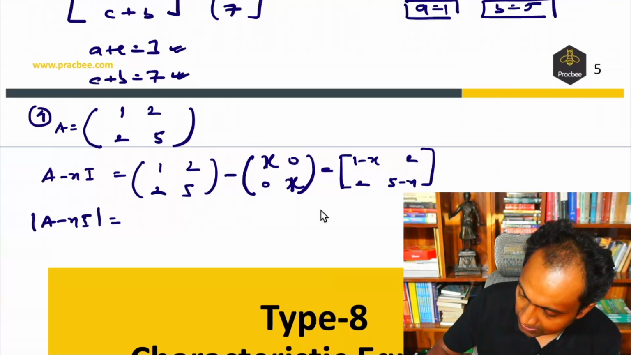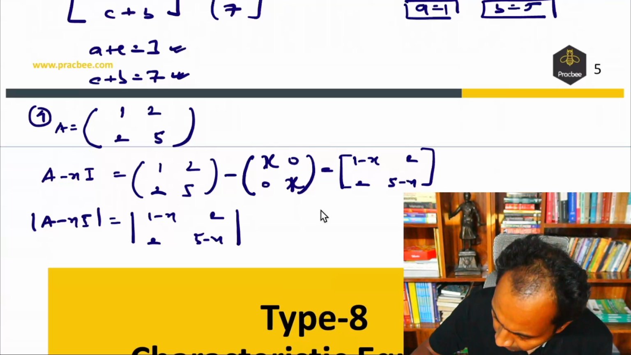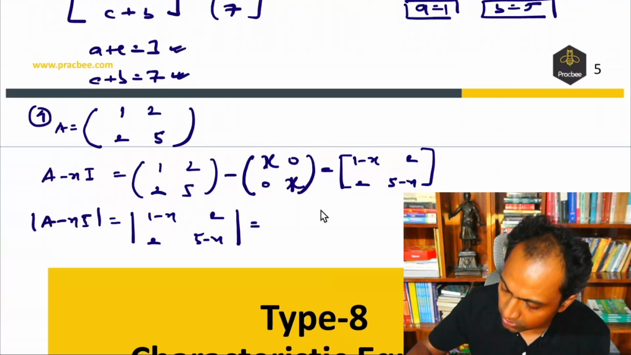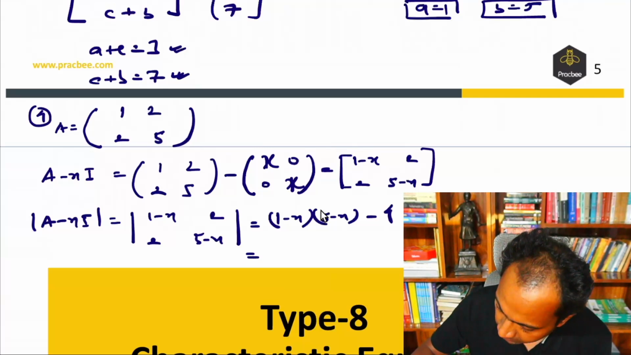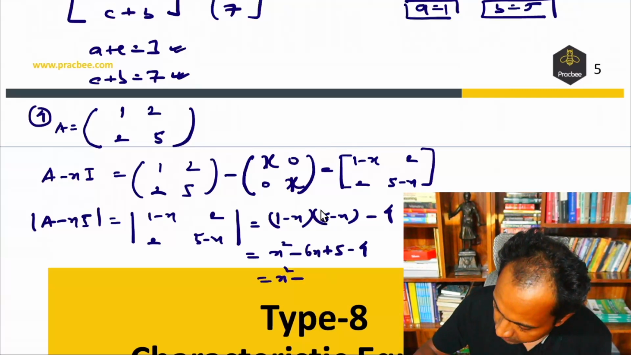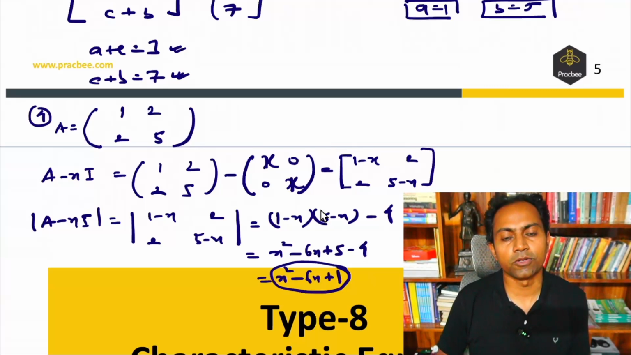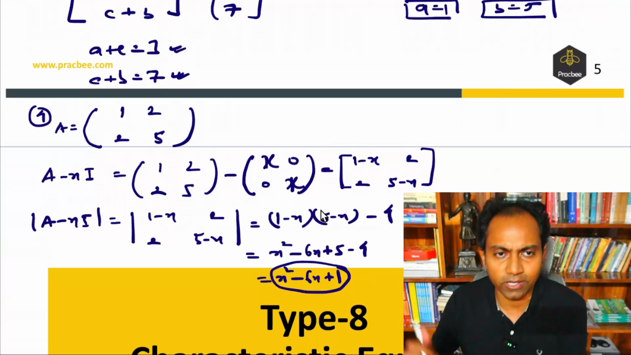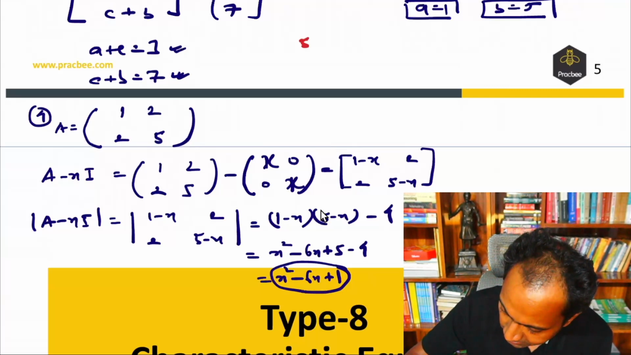So, you will see that this will come out to be 1 minus x, 2, 2, 5 minus x, and you can see that I can open this matrix, and as a result it is going to become a polynomial. So, (1 minus x) into (5 minus x) minus 4 will come, and this can be written as x square minus 6x plus 5 minus 4. That becomes x square minus 6x plus 1. So, this is what we are calling the characteristic polynomial, because it looks like a polynomial. Then in the next part, that is the fifth part, the interesting thing starts.